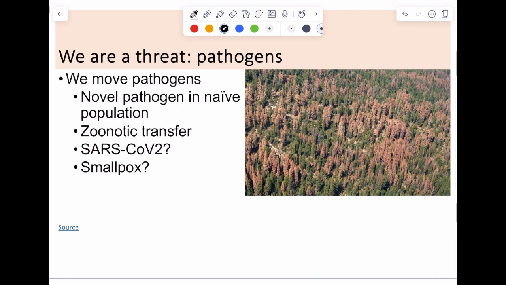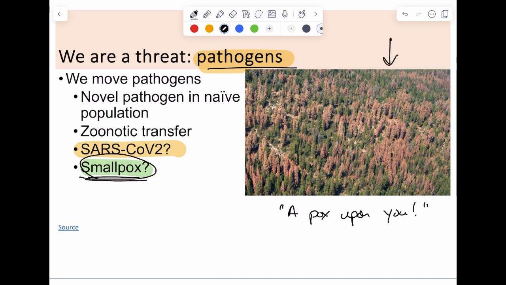We are a threat because we are very good at moving pathogens around. I don't think we need to deal with much past that one that I highlighted. If we didn't go insisting on having food brought to us from places that maybe we shouldn't be getting food from, we wouldn't necessarily have had all the fun that we had for those 2 or 3 years.